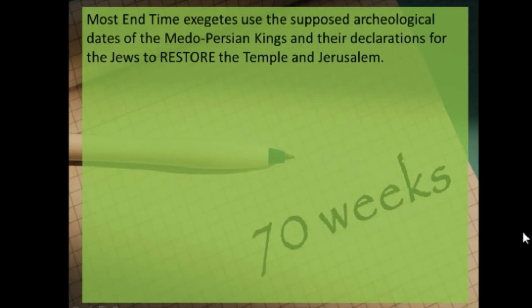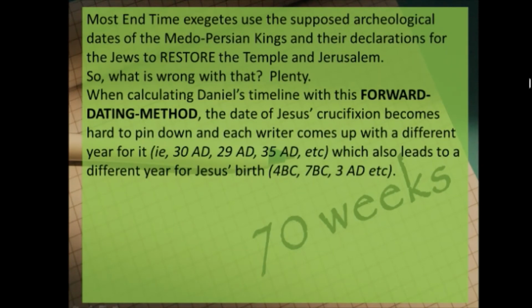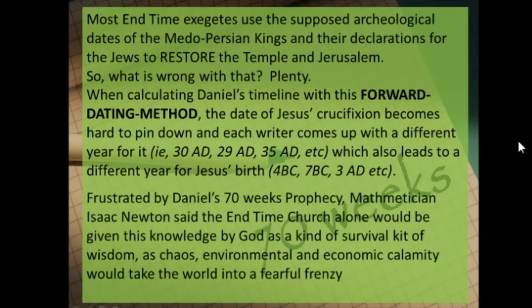So most end time guys, they'll take the archaeological record of the Medo-Persian kings and the declarations for the Jews to restore Jerusalem or the temple and then calculate forward. This has resulted in plenty of things that are wrong. So what is wrong? When calculating Daniel's timeline with this forward dating method, the date of Jesus' crucifixion becomes very hard to pin down. Each writer comes up with a different year for it, like 30 AD, 29 AD, 35 AD, which also leads to a different year of nativity for his birth, 4 BC, 7 BC, 3 AD. So we're going to junk that method and use the backward dating method, the big idea.